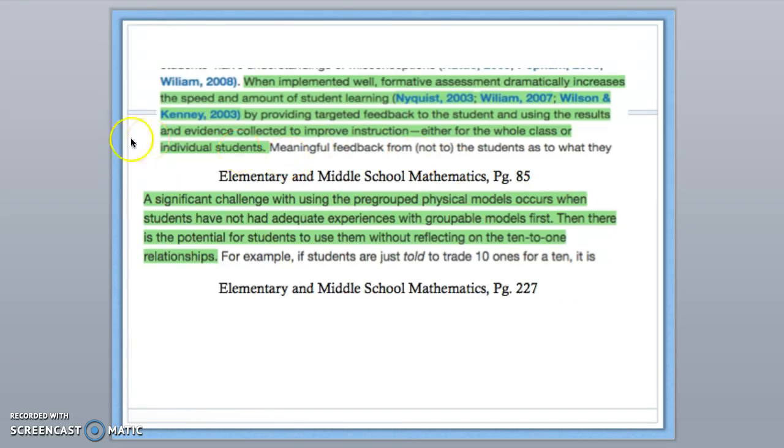In our textbook, Van de Walle also states that a significant challenge when using the pre-grouped physical models occurs when students have not had adequate experience with groupable models first. This is where the potential for students to use them without reflecting on the 10-to-1 relationships, and I feel that this is what happened to this student during this problem.